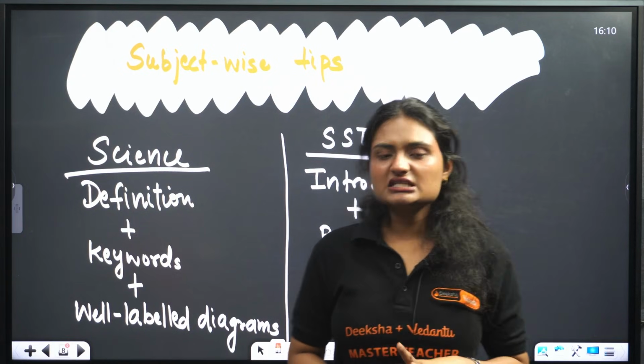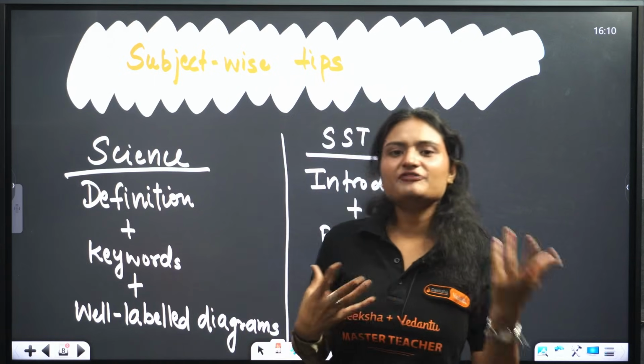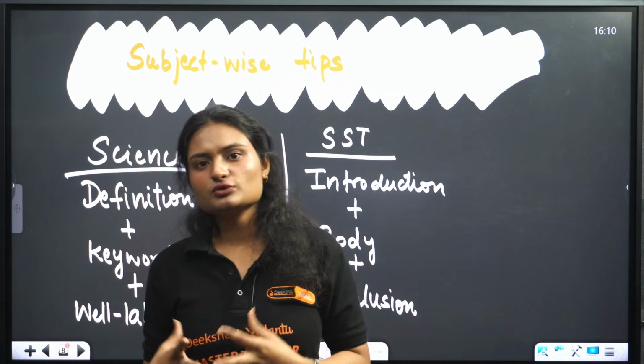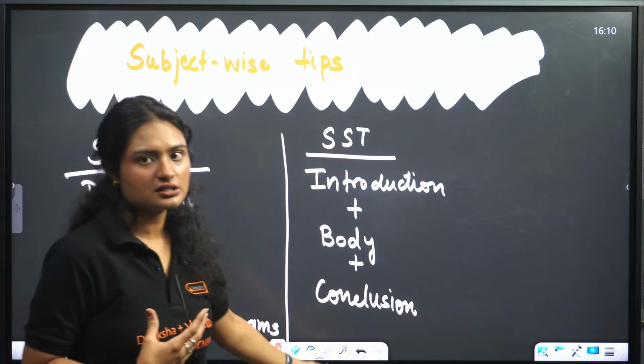Okay. Now, in SST, normally you have subjective answers, right? So, if you have a 3 to 5 marker subjective question and they ask you to write in a paragraph, then follow introduction, body and conclusion.